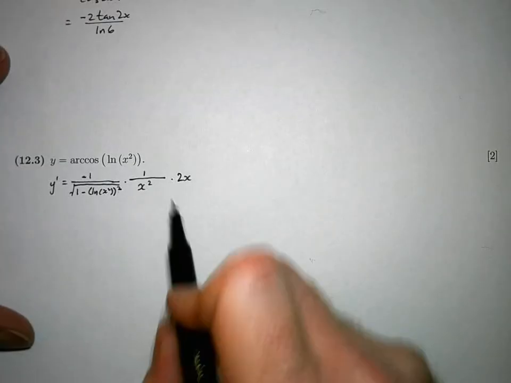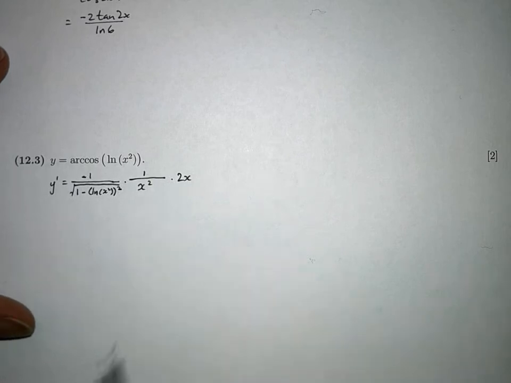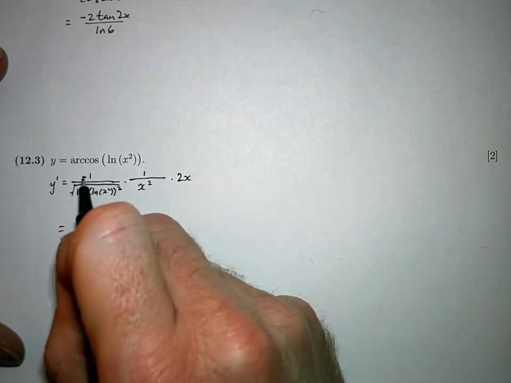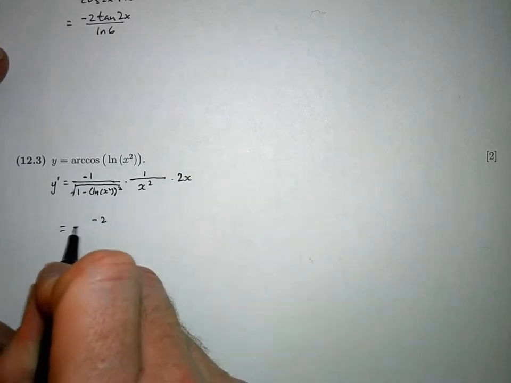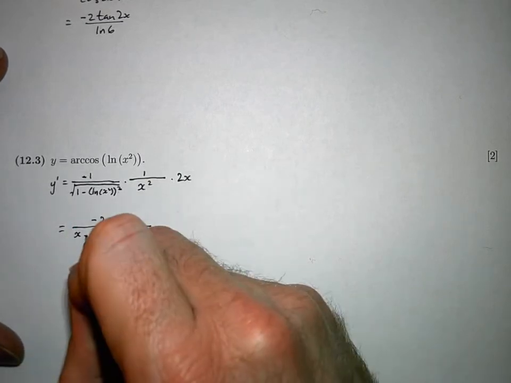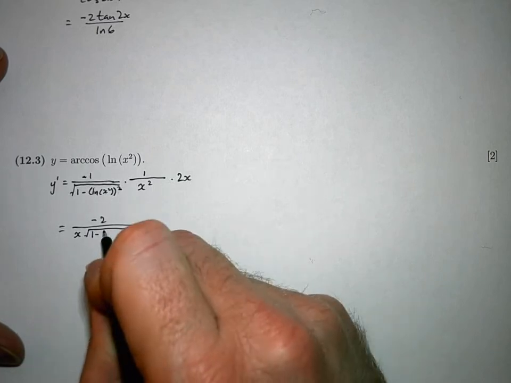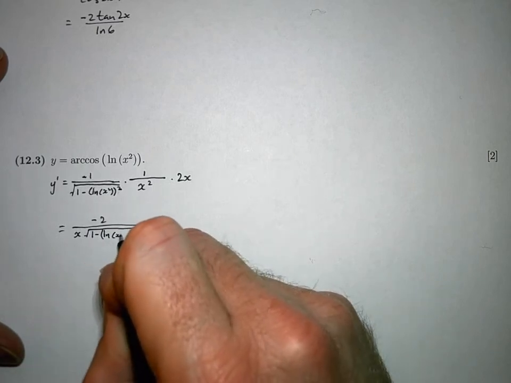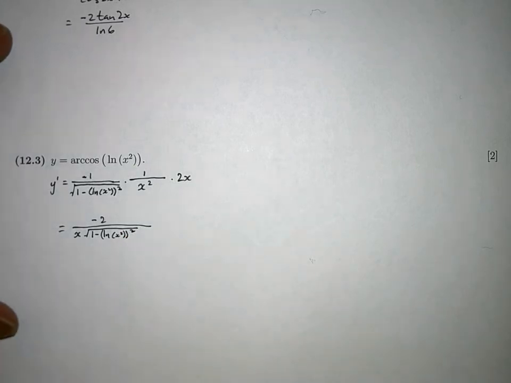We can do a little bit of simplification. This x here is in the numerator. We've got an x squared in the denominator, so we can cancel that x with one of these, and we are left with minus 2 in the numerator all over, one of these x remains. I'm going to bring it to the front of the denominator: x times the square root of 1 minus the natural logarithm of x squared, with the natural logarithm all squared.